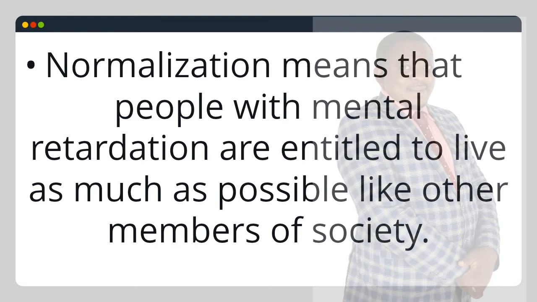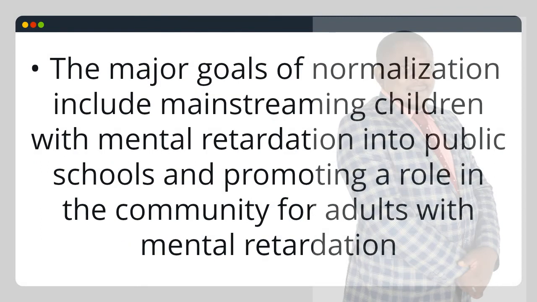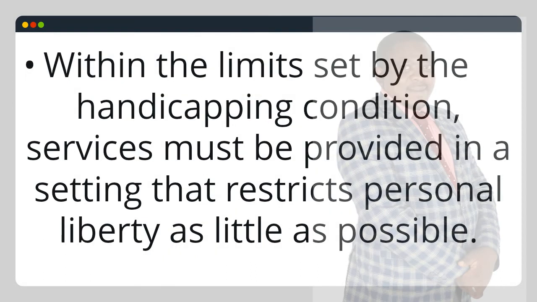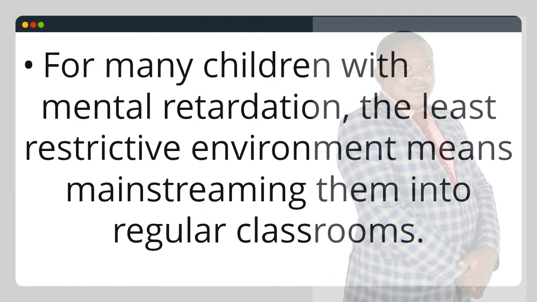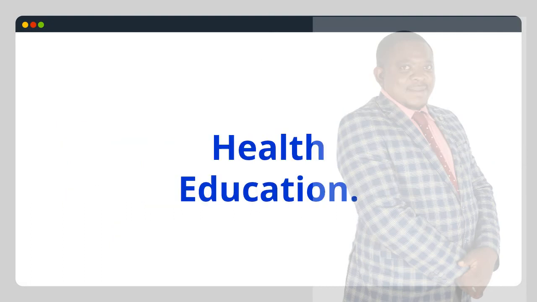Normalization means that people with mental retardation are entitled to live as much as possible like other members of society. The major goals of normalization include mainstreaming children with mental retardation into public schools and promoting a role in the community for adults with mental retardation. Within the limits set by the handicapping condition, services must be provided in a setting that restricts personal liberty as little as possible. For many children with mental retardation, the least restrictive environment means mainstreaming them into regular classrooms.